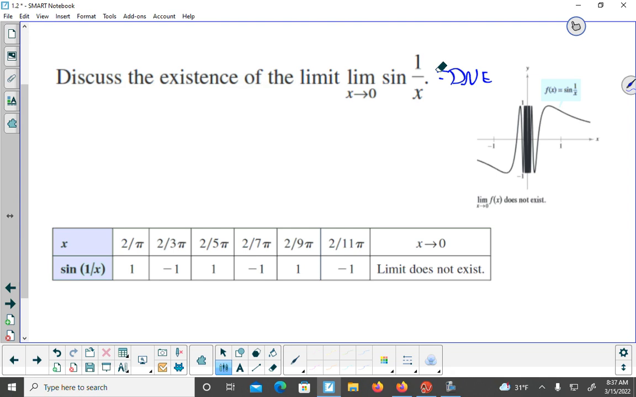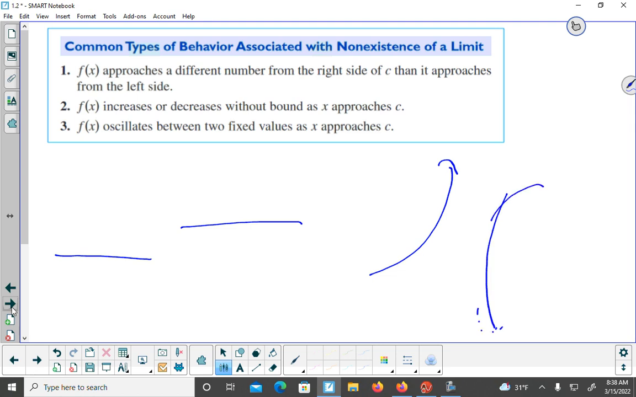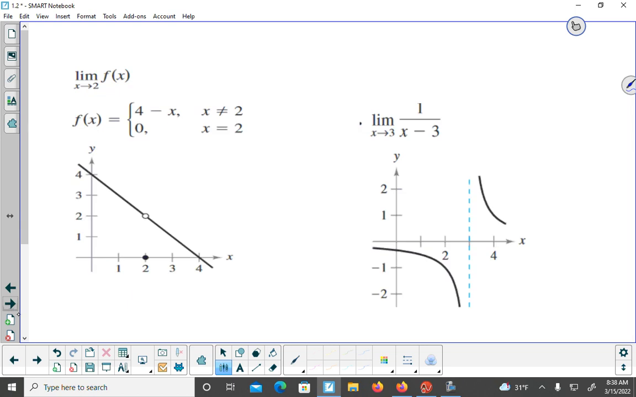So those are the 3 ways a limit does not exist. One is if you approach two different numbers from the left side and the right side. That would be an example like the jump, which is definitely one that happens. Number two is increases or decreases without bounds. So that's something where I have a vertical asymptote. That would be an example of no limit. And then the last one is that oscillating behavior. Those are the three times where you do not have a limit.